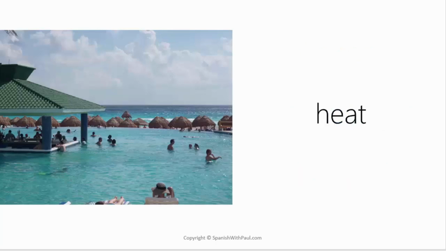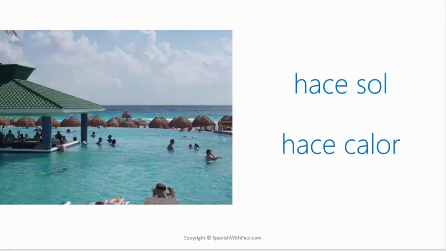The word for heat is calor. And in the same way, if you wanted to say it's hot, we're going to take hace calor. So this gives us a nice grouping here. We have hace sol and hace calor. Literally, it makes sun and it makes heat. So it's sunny and it's hot. Hace sol y hace calor.